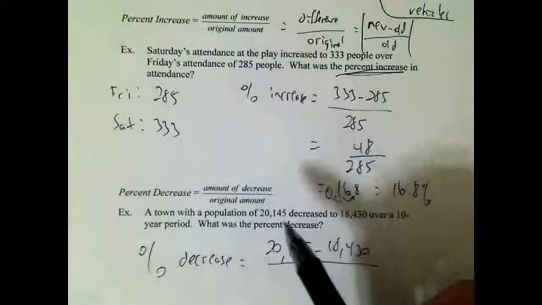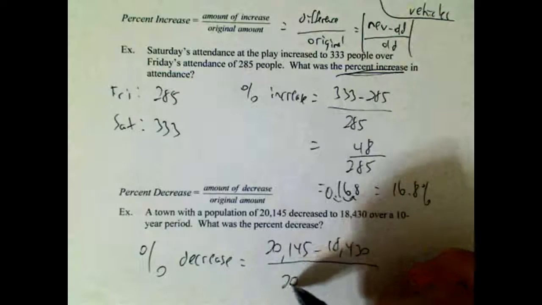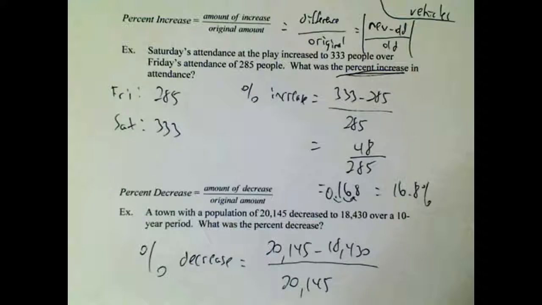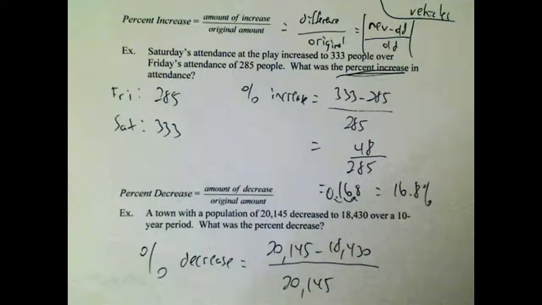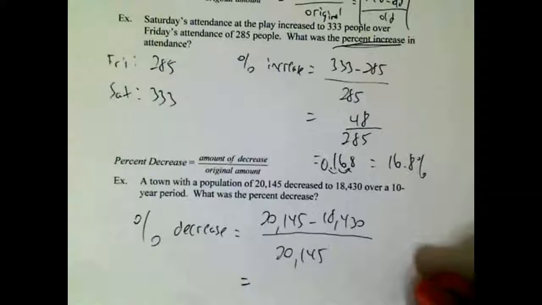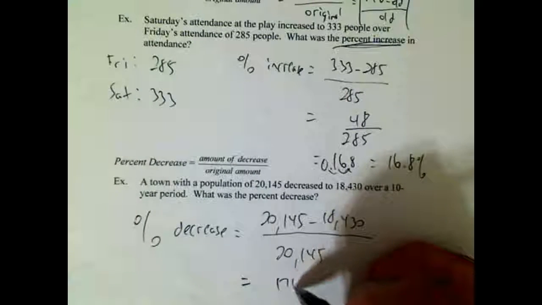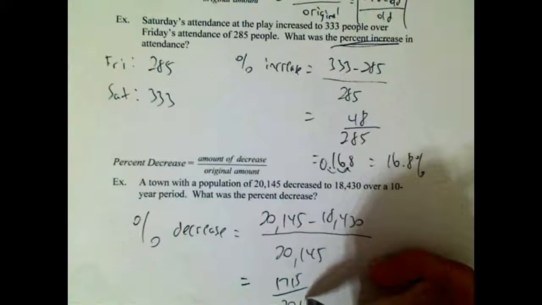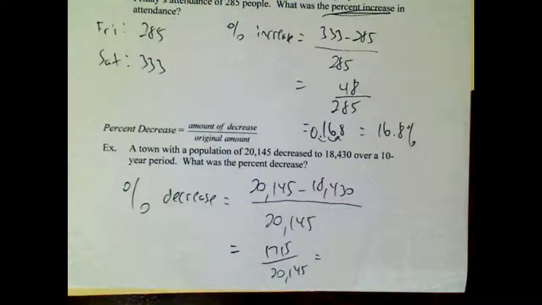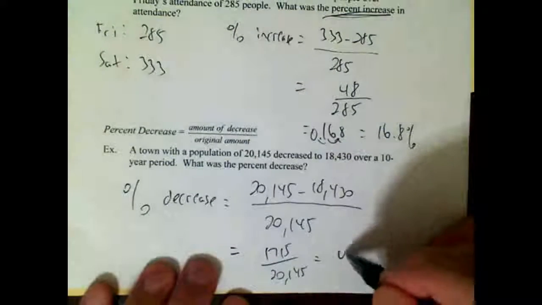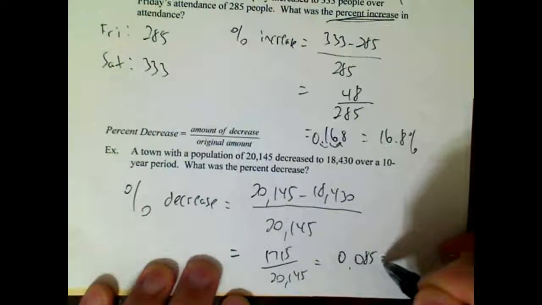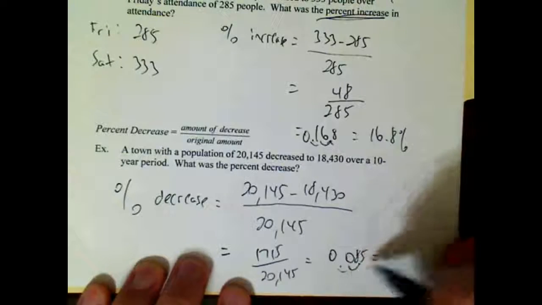The original amount is 20,145. The reason why it is that, because it's the larger number. In a decrease, the larger number is your original amount. So when you take 20,145 minus 18,430, you get 1715. And let's divide that by 20,145. And you get 0.085. As a percent, you move it 2 places to the right, you get 8.5%.